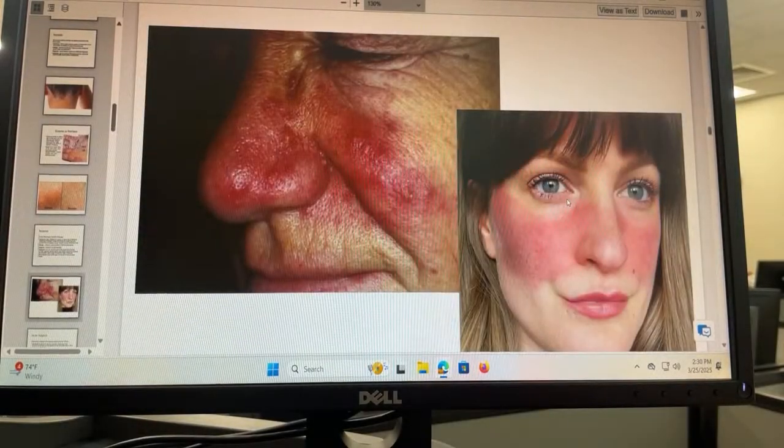This is a picture of what rosacea looks like. Again, it does look like either acne or sunburn, but it's just the presence of blood in the face from the blood vessels.